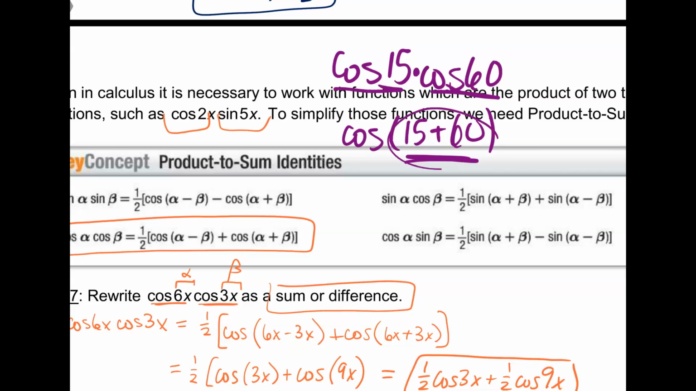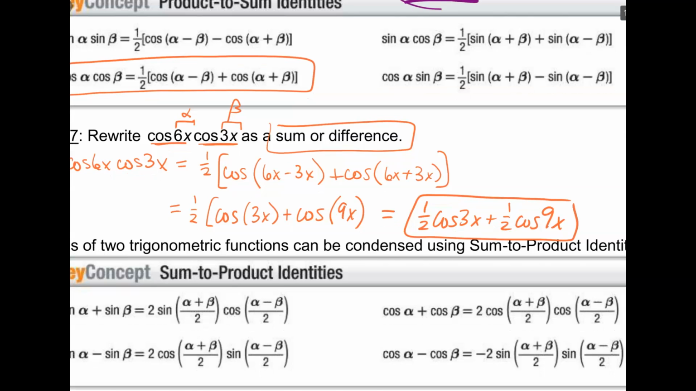All over 2, yeah, that's fine. That's the same thing. I think that's the answer. I mean, there's nothing else I can do because it's in terms of x.